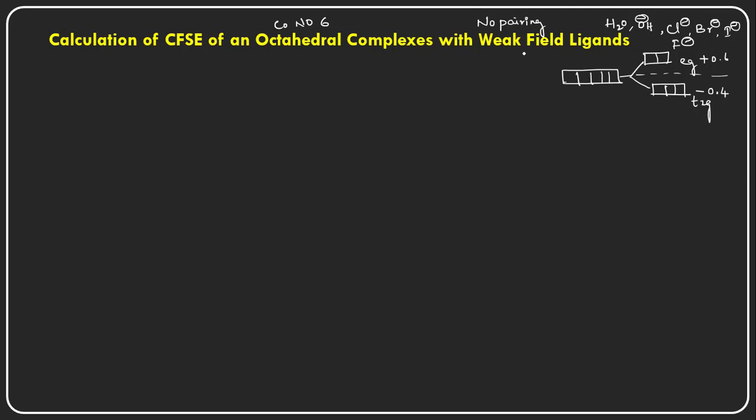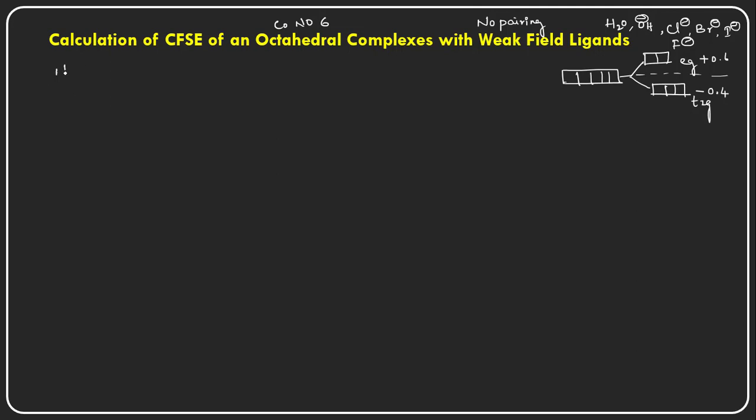So in the weak field ligand effect, that means in the presence of weak field ligands, after filling of the 3 electrons here, the fourth electron will enter here, so that no pairing will take place. Now let us start our calculation.